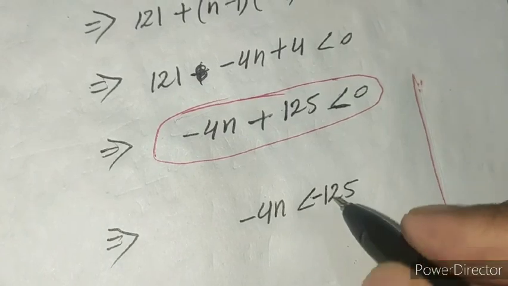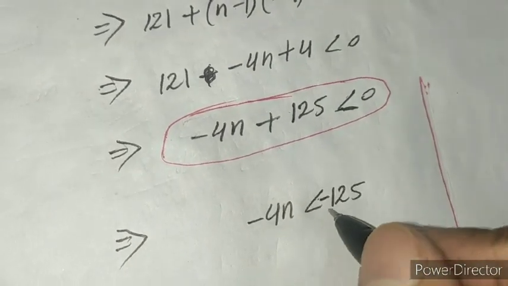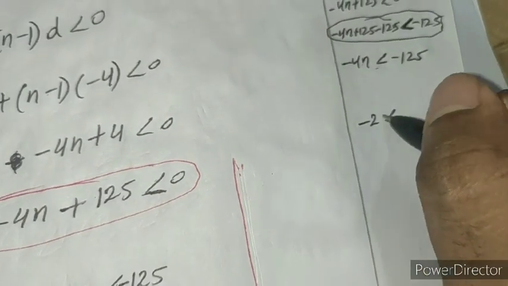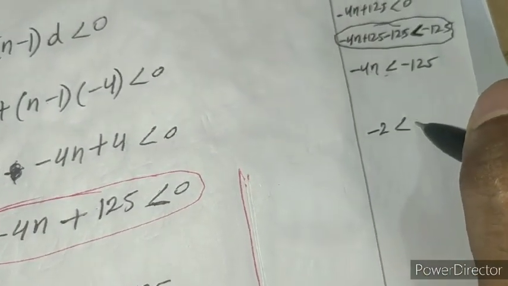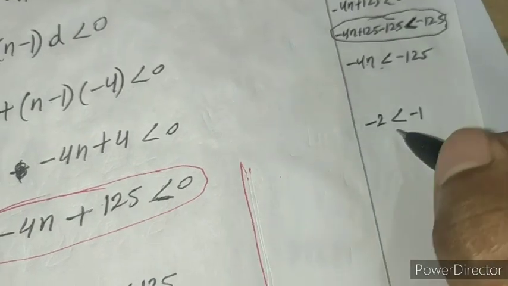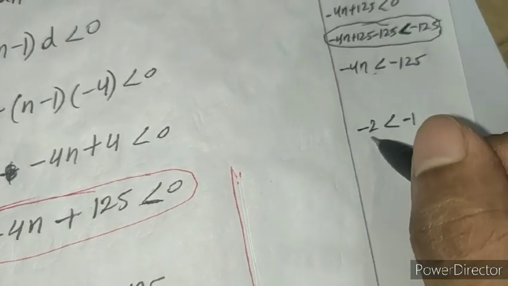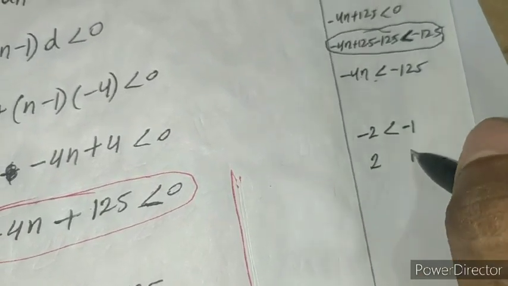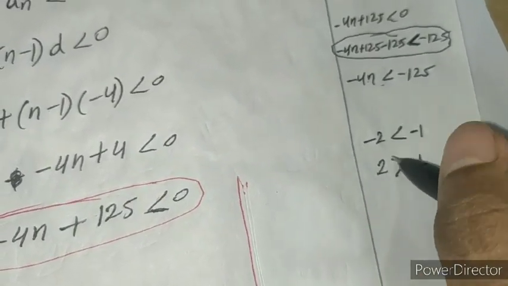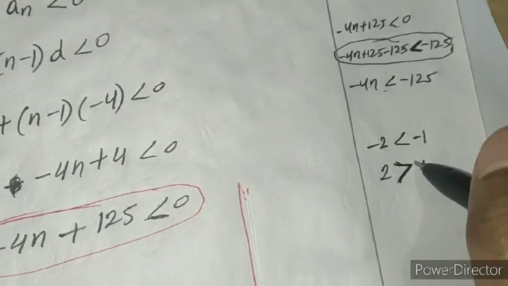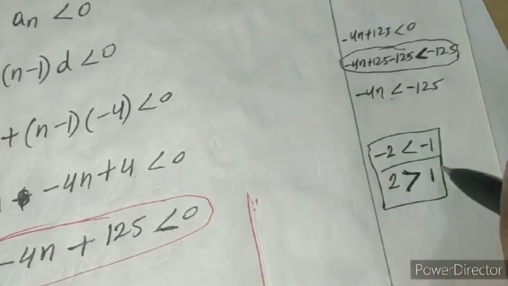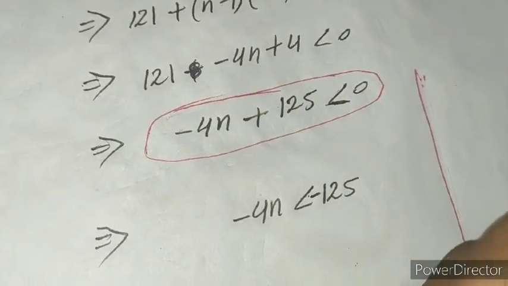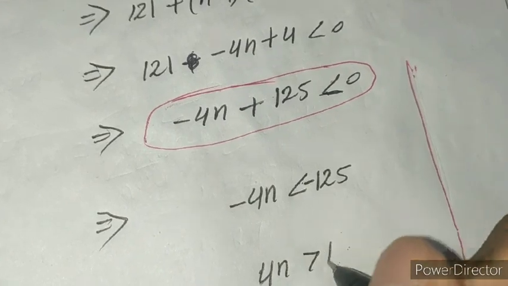Now see, I want to convert this negative into positive. For example, minus 2 is less than minus 1, and when you multiply both sides with a negative number, what do you get? 2 and 1, and 2 is greater, right? So here the inequality gets changed. So I will remove this minus. What we will get? 4n is greater than 125.